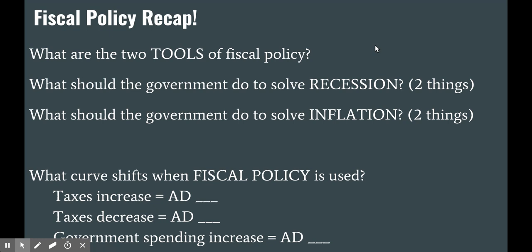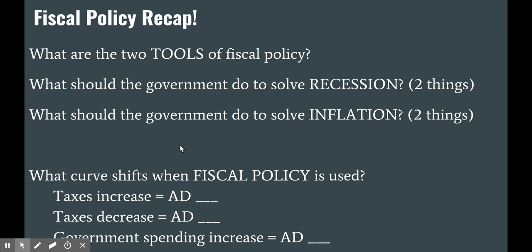So what curve shifts when fiscal policy is used? If taxes increase, that takes money away from the consumer. They do less spending, so aggregate demand would shift to the left. If taxes decrease, that means consumers get more money in their paychecks, so AD would shift to the right because of the increase in consumer spending.